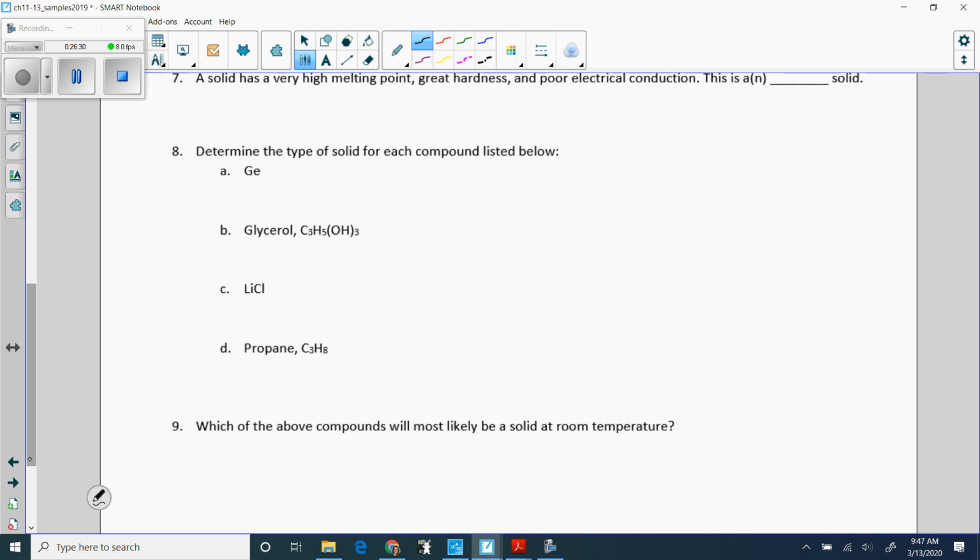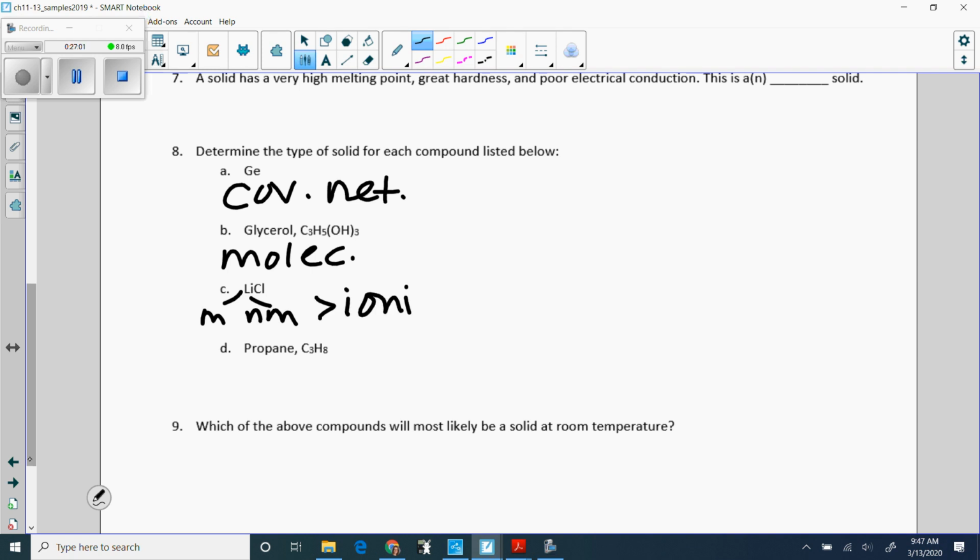So germanium, what is that going to be? It has the highest everything. It has the strongest everything. It does not melt. Glycerol, those are all non-metals. It's an organic-y thing. How do I know? Because it's a bunch of carbons. Anything all non-metal is called molecular. That means they're all to the right of the staircase. Metal and non-metal. What is D? That's an organic-y thing. Molecular.